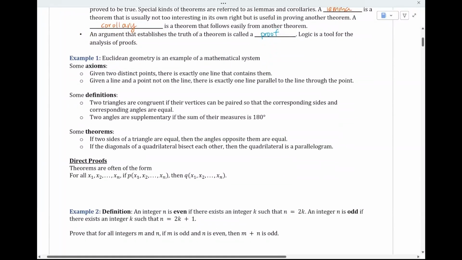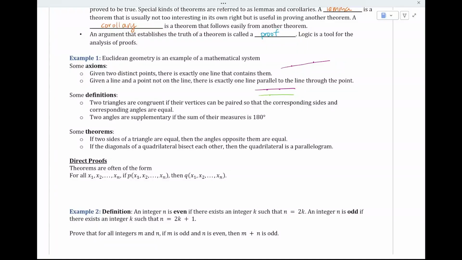So here we have Euclidean geometry. Euclidean geometry is an example of a mathematical system. Some of the axioms in Euclidean geometry: given two distinct points, there is exactly one line that contains those two points. That's what a line is. That's how points and lines work. It's a fundamental truth of the system. Another one is that given a line and a point, there is one line that goes through that point that is parallel to your original line. That is another axiom in our geometry system.